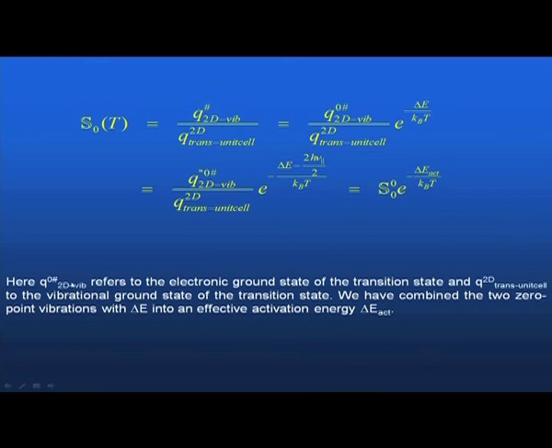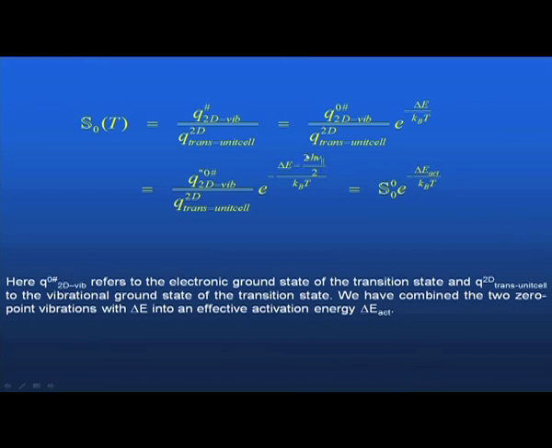Okay. So, here q0 dagger 2d vibration refers to the electronic ground state of the transition state, and q2d refers to the transition state unit cell to the vibrational ground state of the transition state. Okay. And we have combined the 2 0-point vibrations with the delta E into an effective activation energy. This is called your effective activation energy.